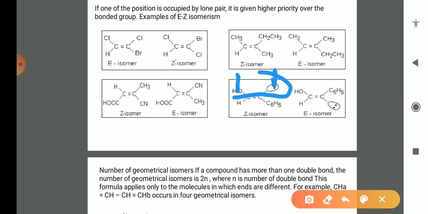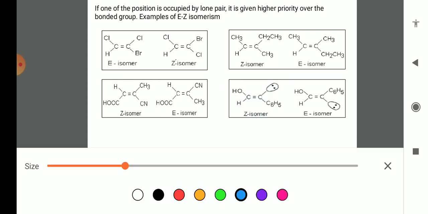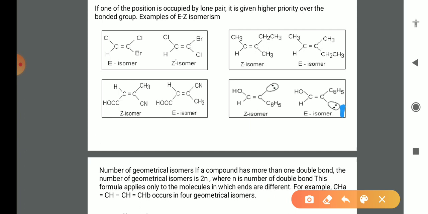So it is the Z form, Zusammen, together. And for the next, according to the sequence rule, the lone pair of electrons is first, and this is the second group. They are opposed to each other. It is called the E form. So I think E and Z nomenclatures are totally dependent on the priority of the groups, and we can determine the priority with the help of the sequence rule.